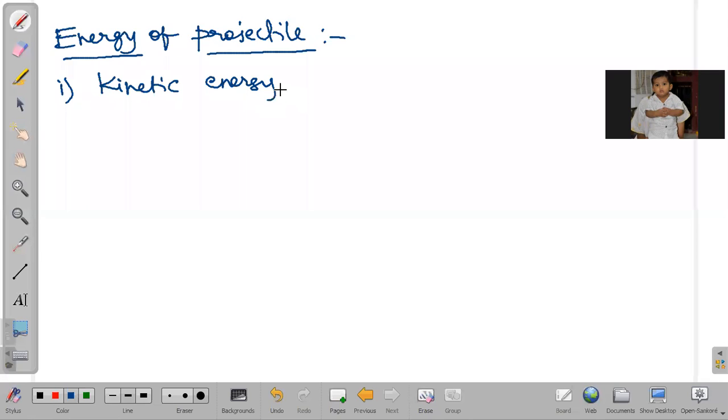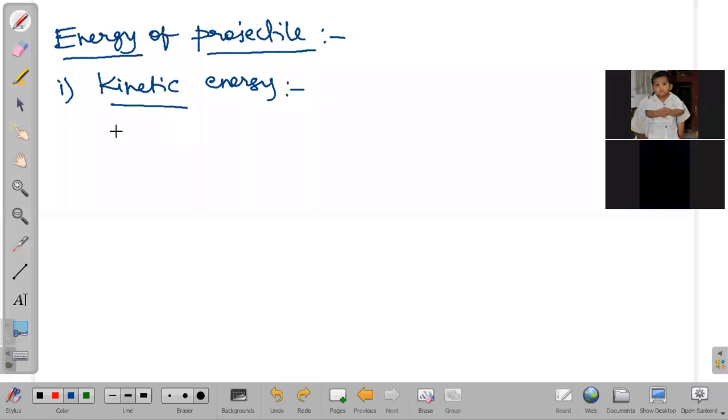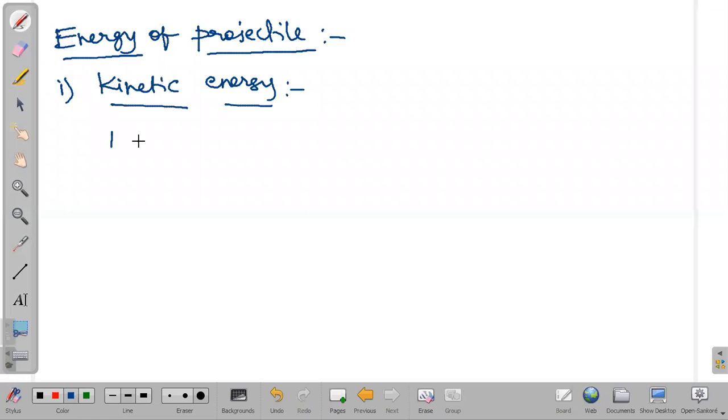Kinetic energy general formula is what? Half m v square. So kinetic energy is equal to half mv square. Kinetic energy, K I am representing, is half m v square, the general formula I have written. Now, as it is moving horizontally, I am taking the horizontal velocity along this particular direction. So that velocity only I am taking, u cos theta. The velocity along horizontal is u cos theta.